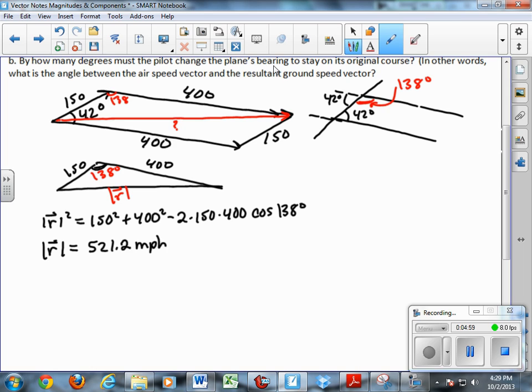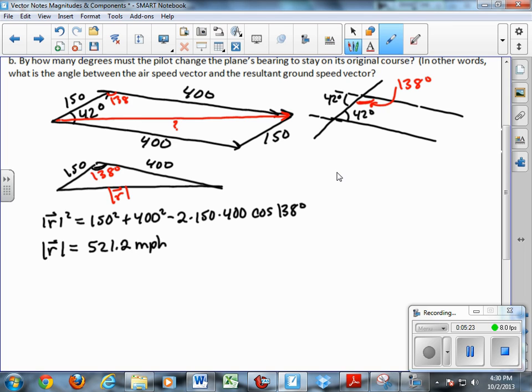Now, the second question was, by how many degrees must the pilot change the plane's bearing to stay on its original course? In other words, what is the angle between the airspeed vector and the resultant ground speed vector? So think about this. The original course of the plane was this 400 vector right here. The wind blew it off course, and so the new direction of the plane is this red vector. How much would the pilot have to change to get back on his original course?